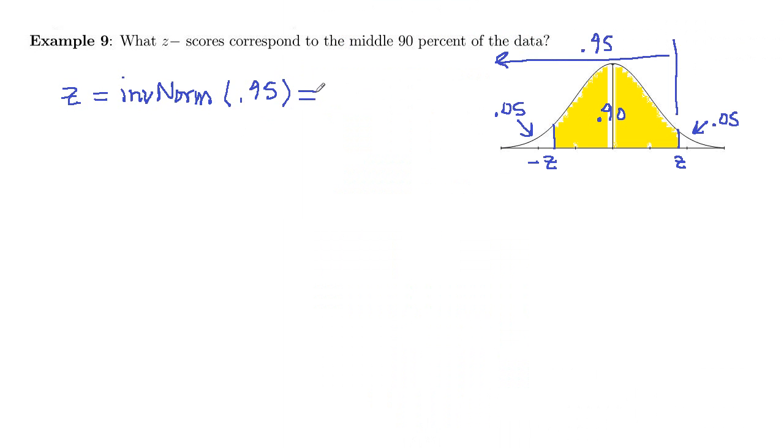1.6448. So approximately 1.645. And so this z is 1.645. And then this one's going to be negative 1.645. Because this is a symmetric distribution, so these have to be the same distance on each side. So that's how you find a middle fixed percentage of the data.